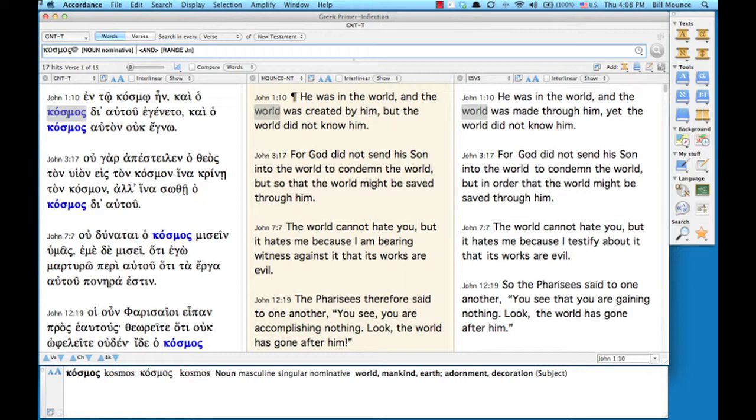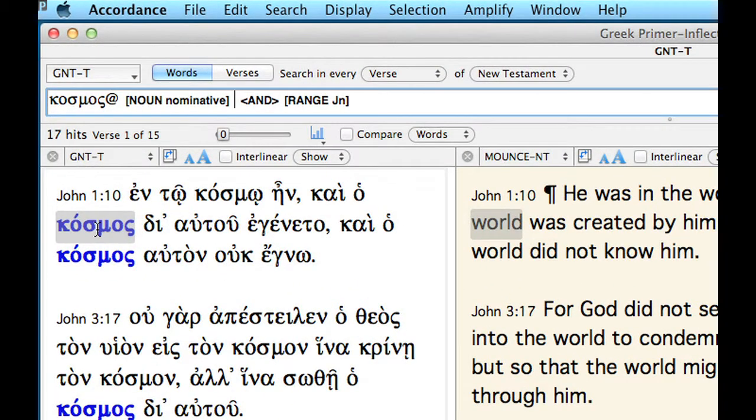Now, there is another way to limit cosmos to the nominative, and in fact, the nominative singular, and that's through the use of quotation marks. So if you erase the first part of the search, and then type double quote, K-O-S-M-O-S, double quote, and then do your search, you'll notice that you get exactly the same verse selection. The quotation marks mean search for the form cosmos. Don't search for the word cosmos, regardless of its form, but only search for this one particular form.